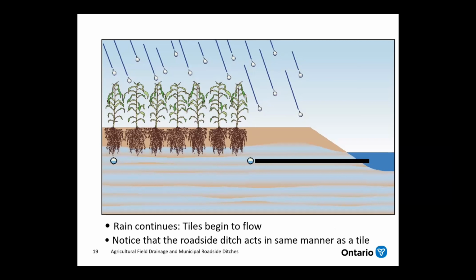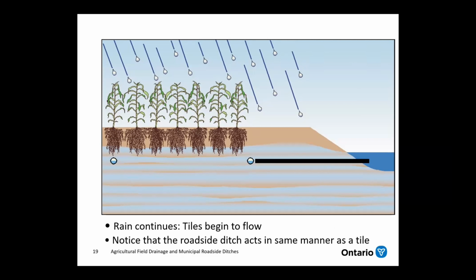So as the rain continues, we can see now that the water has gone above the tile drains, those lateral drains. And so we start to get the tile outlets flowing. And we'll see that there's an increase as well in the roadside ditch in this particular case, and that the roadside ditch acts in a similar manner as the tile, right?